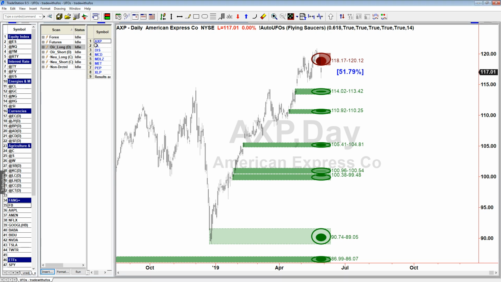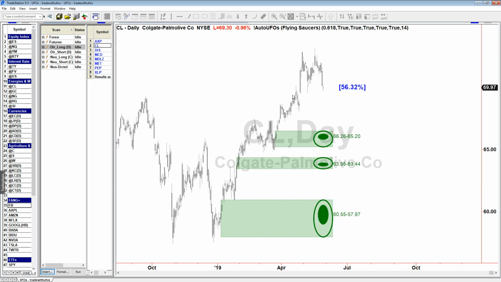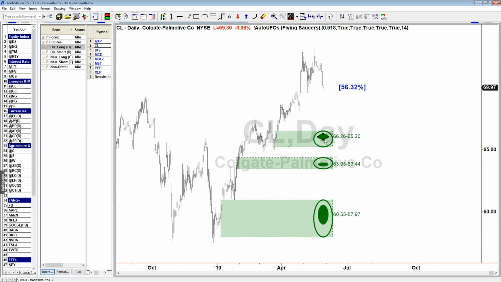So what I'm going to do is keep going through other symbols, like Colgate Palmolive, to see if that's the case. For example, with Colgate Palmolive, we have nothing red. That's very good. My concern with CL is that the next green UFO is happening all the way at 66. So if this market starts falling, there is a lot of room to fall before it turns around.